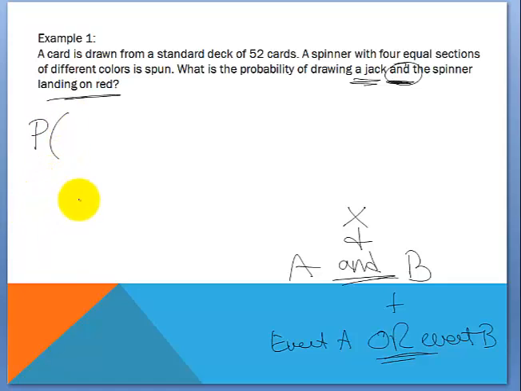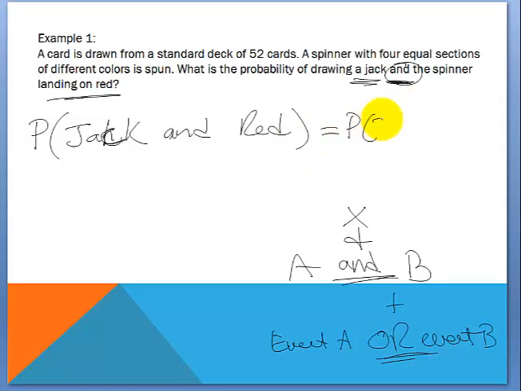So I'm going to find the probability. My first event is a jack, and landing on a red. So we're just going to split up the two probabilities. What's the probability of a jack? And, so there's my multiplication, the probability of a red. So I break it down.